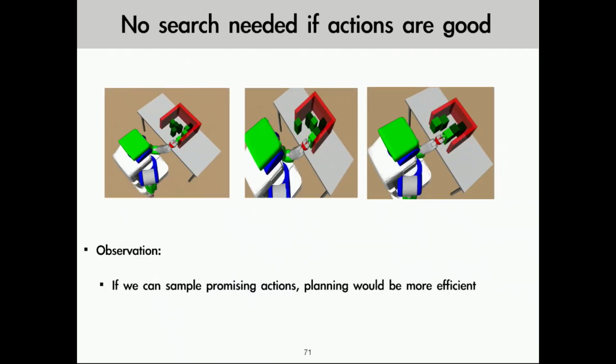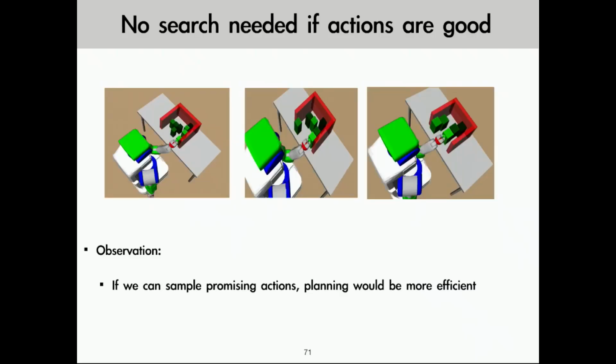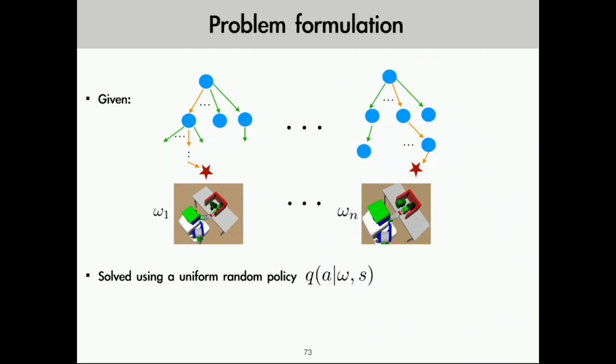One observation that we can make is that if we can sample promising actions that are likely to be on a goal trajectory, then the planning will be much more efficient. And if you take that argument to one extreme, if you can come up with a sampler that always gives out the action that will always lead to a goal state, then no search will be needed at all. So our objective is to learn a stochastic policy that generates promising actions using past search experience.